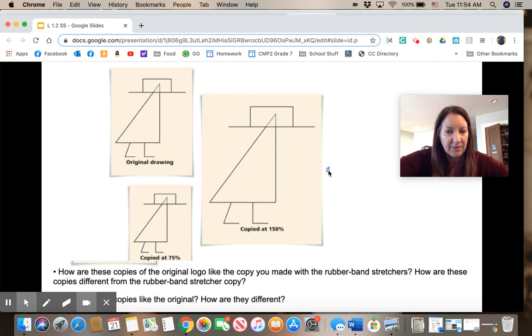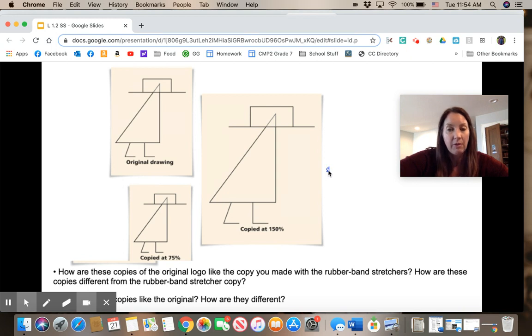How are these copies of the original logo like the copy you made with the rubber band stretcher? How are these copies different? They might be different sizes. They might be neater. They might be the same in that they have the same shapes, they have the same angles. How are they like the original and how are they different? Again, they look the same, but they have different lengths.